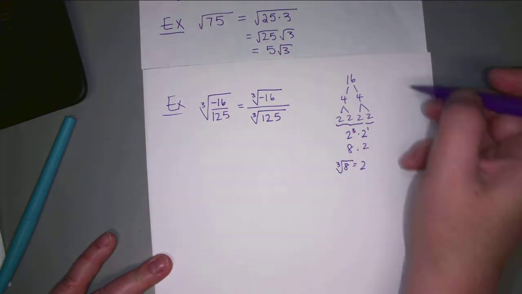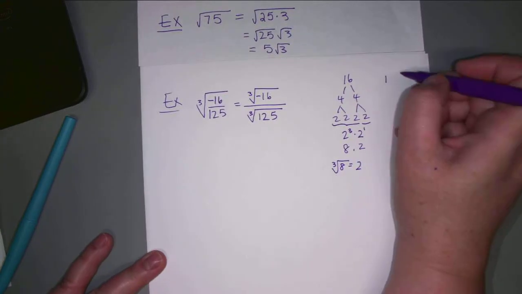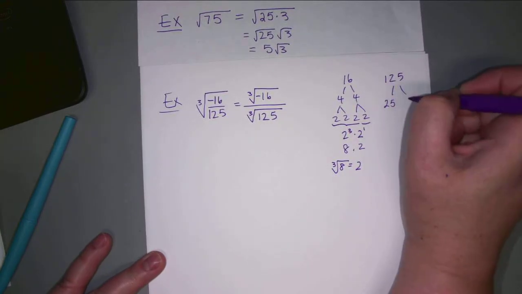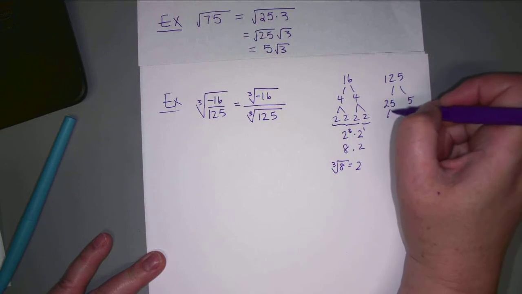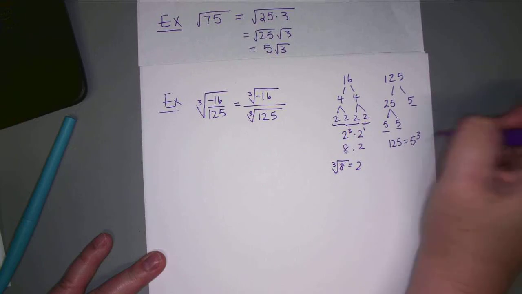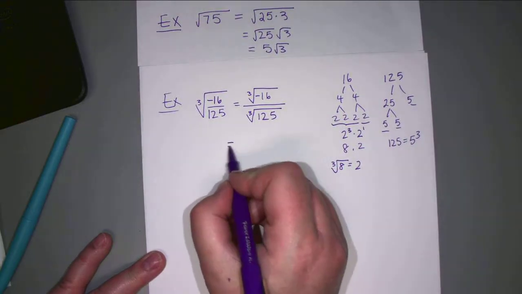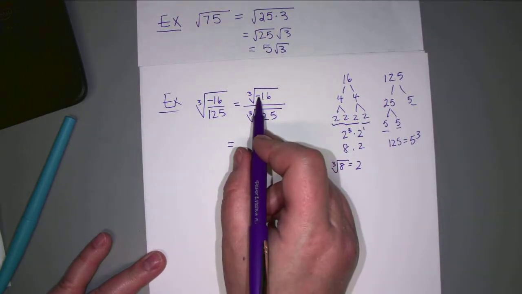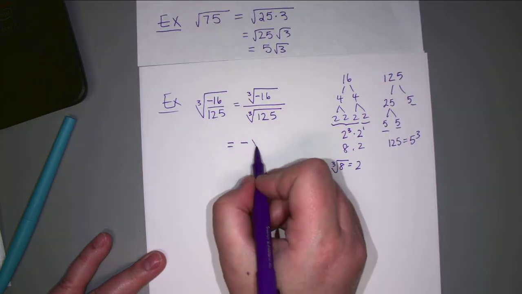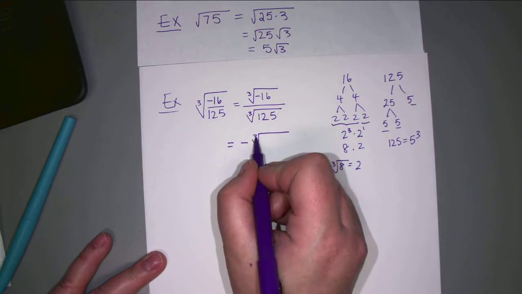Now what about 125? Let's write it over here. 125 is 25 times 5. This is 5 times 5, so there is 3 5s. So 125 is 5 cubed, and that's good because we want a cube root. So the negative sign is fine because you can have a negative, so the answer is going to be negative. We can actually take that out and not worry about it.